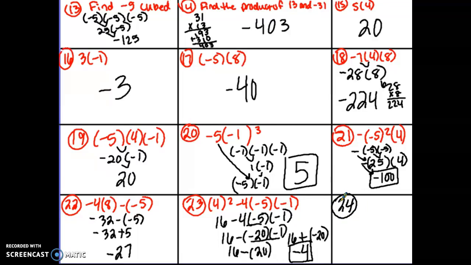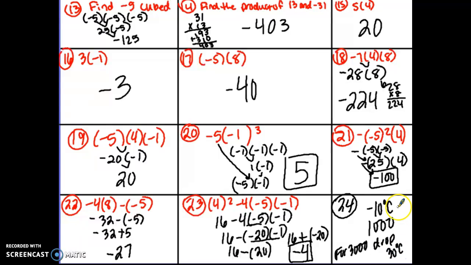Hiking up a mountain, you notice that the air temperature drops 10 degrees Celsius for every 1,000 meters increase in elevation. Write a multiplication expression to represent the decrease in temperature if you hike up the mountain 3,000 meters. Then evaluate the expression and explain its meaning. If we're dropping 10 degrees Celsius for every 1,000 meters, then for 3,000 meters, it's going to drop 30 degrees Celsius. So the answer is negative 30.